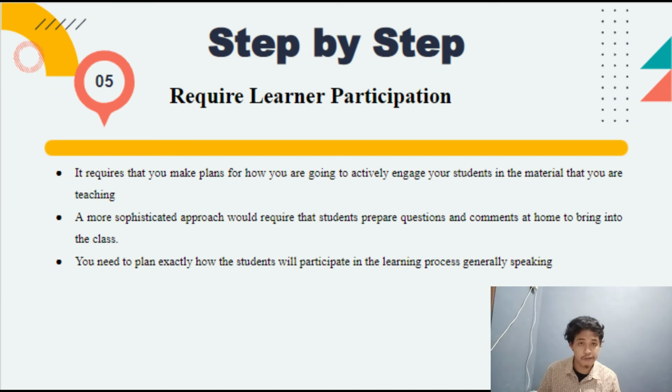Let's move on to the fifth step. Require learner participation. So you should plan how to make the learners actively participate in your learning activity. It requires that you make plans for how you are going to actively engage your students in the material that you are teaching. You should plan how the students will participate in the learning process, generally speaking.